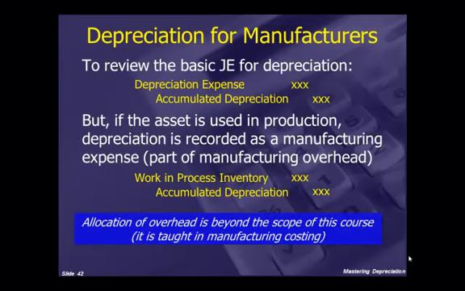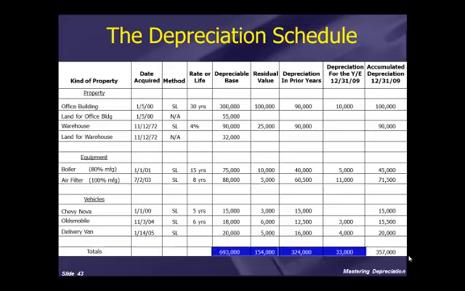Now, keep in mind, allocation of overhead is beyond the scope of this course. There is another textbook that you can take if you want to pursue beyond this initial one, and that would be your manufacturing costing. But as far as the AIPB Certified Bookkeeper exam that we're targeting and preparing for in this course, we're not going to be concerned about the overhead. But do be aware of what we're doing here: the debit to work in process inventory, the credit to accumulated depreciation.